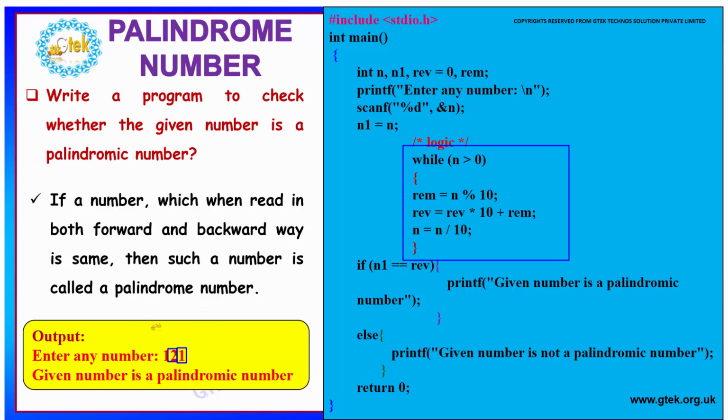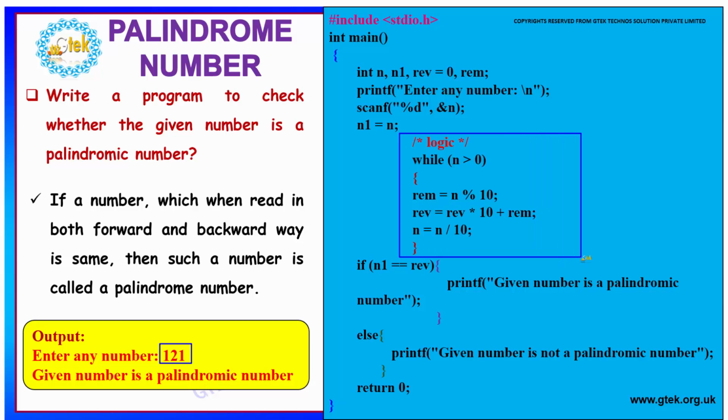So after separating each digit from the others, we have to reverse them. And after reversing them, if the numbers are equal, then the number is a palindromic number. To do that, we divide the number entered, say 121, by 10. That gives the units digit, so this step gives our answer as 1.